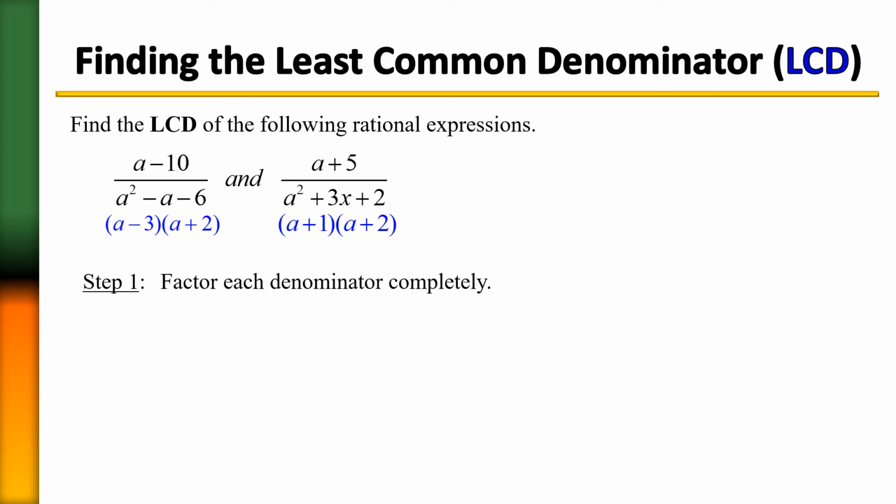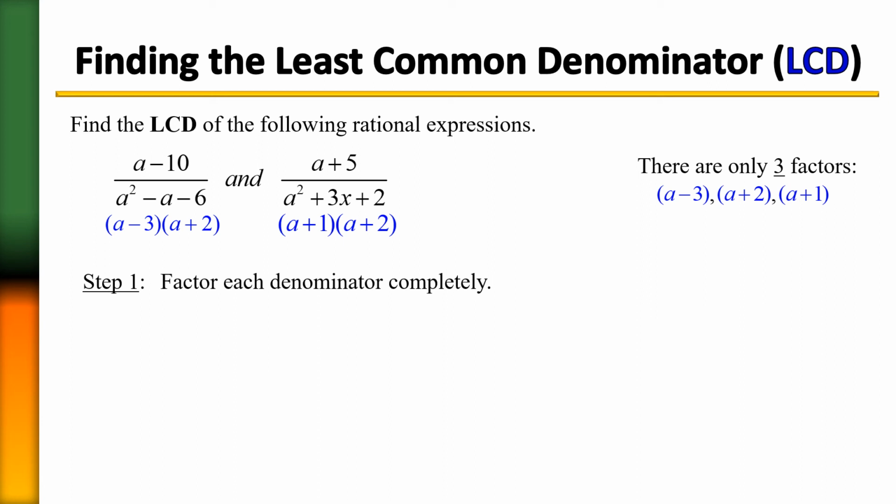And now that we have them factored, we want to look at all the unique factors. In other words, if we have a party and the factors are people who attended the party, who's at the party? Well, I see a minus 3, I see a plus 2, and I see a plus 1. Only 3 members, only 3 unique factors. So the next step is to find out how many times at most in either denominator these 3 factors appear.